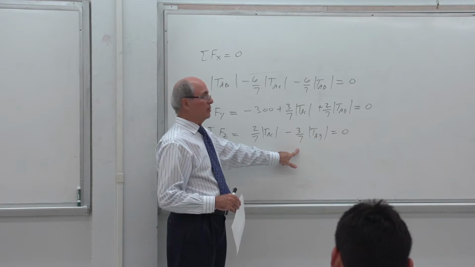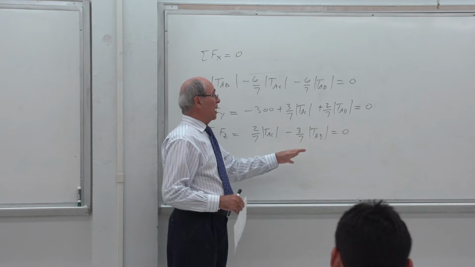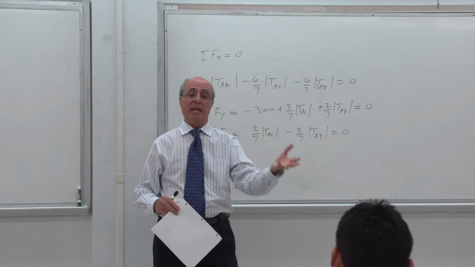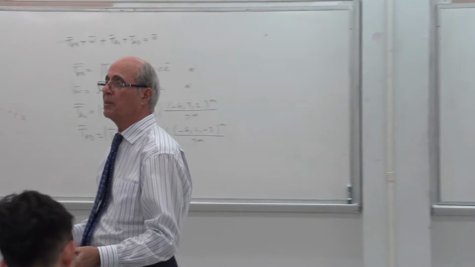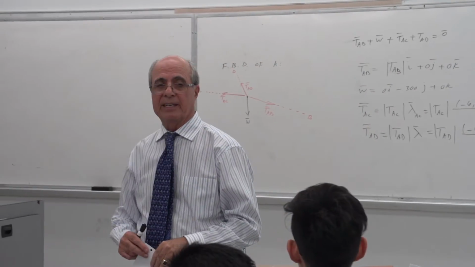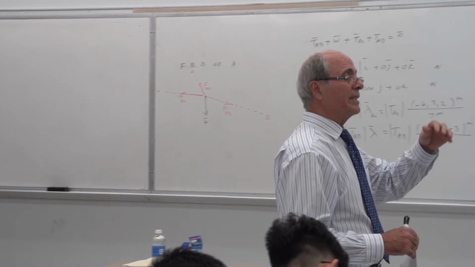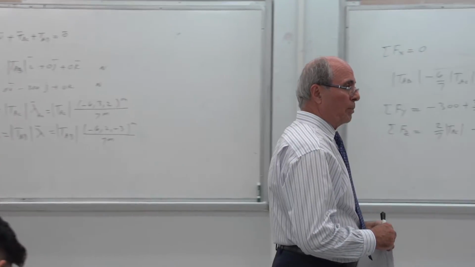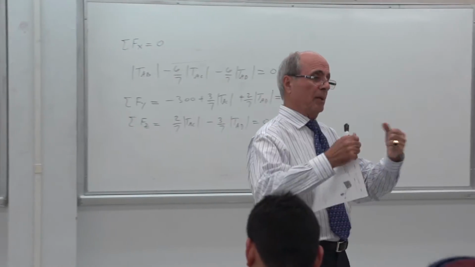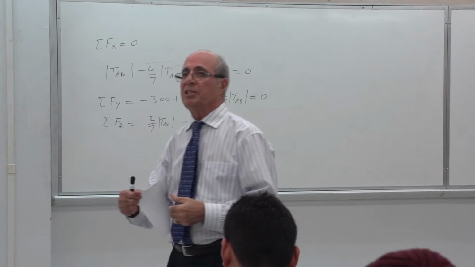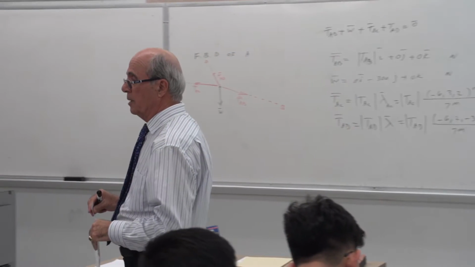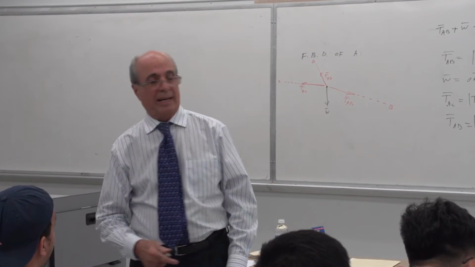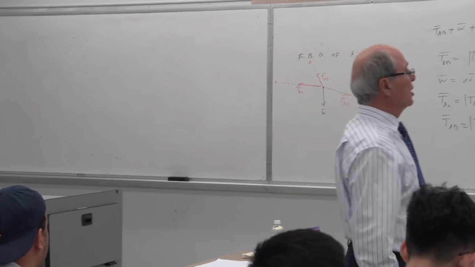So first of all, some of you came to this conclusion: TAD came negative. Can TAD or TAC become negative? Tension in a cable is never negative because that's not a rod. A rod can take tension or compression, or a spring you can pull or you can push it. But the tension in a cable should always be positive when you get the answer the way you draw the free body diagram.